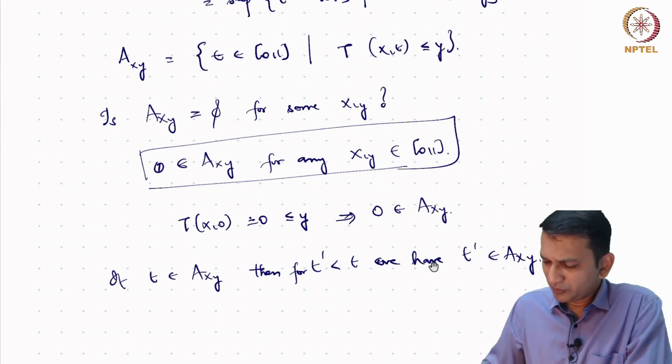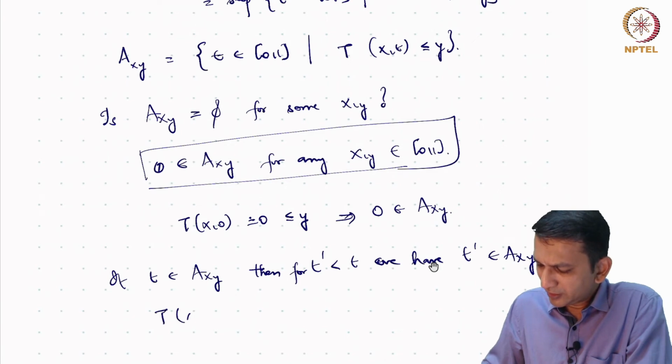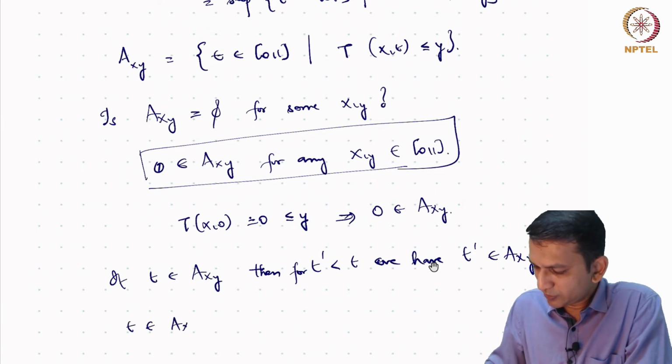Then how do we prove this? Note that if t belongs to A_xy, it implies T of x comma t is less than or equal to y.